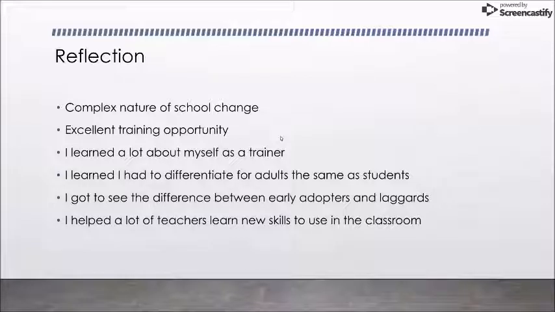I learned that I had to differentiate for adults the same as students. I had a lot of teachers that were at a much higher level and a lot of teachers that were just beginning. So I had to differentiate for both groups and so they both got the information. I definitely got to see a difference between the people who were early adopters and the laggards. Early adopters were eager, willing to go. Laggards, I had to give a little more help to, and a little more encouragement. And then I helped a lot of teachers learn new skills in the classroom.